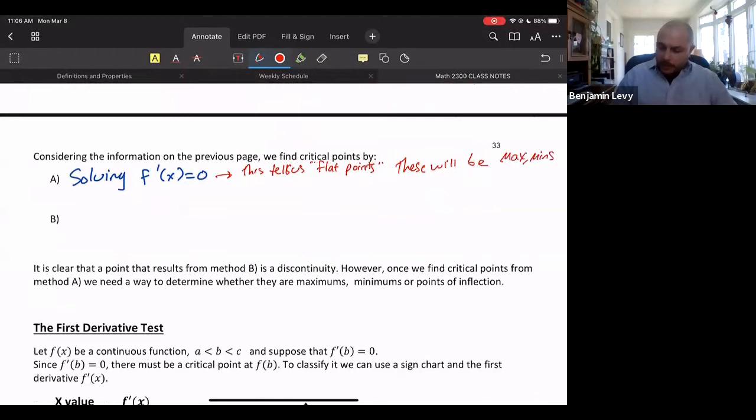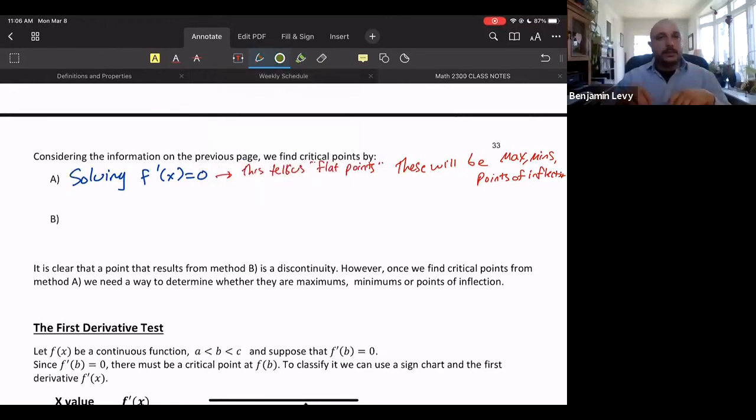Maxes, mins, or what we'll learn actually the third type, or points of inflection. We may get to that today or definitely next time. And so the first thing we do is we take derivatives, set it equal to 0. That's how we're going to find these interesting points, quote unquote.